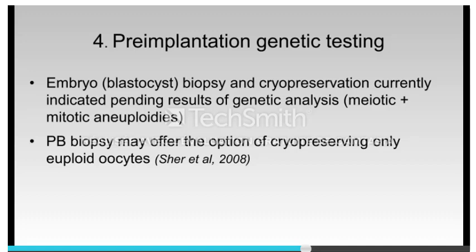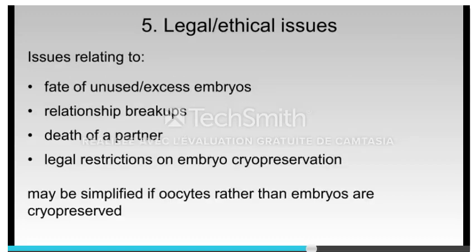Preimplantation genetic diagnosis, of course, the detection of both meiotic and mitotic aneuploidies that we can generate from genetic analysis of trophectoderm, necessitates cryopreservation at the blastocyst stage. But interestingly, there may be some option even to classify our oocytes before cryopreservation using polar body biopsy to determine at least the meiotic aneuploidies that have occurred by that point, and therefore perhaps only cryopreserving and making available euploid oocytes. And finally, the legal and ethical issues relating to the fate of unused embryos and all the other areas that I've already covered may also be simplified if oocytes rather than embryos are cryopreserved.